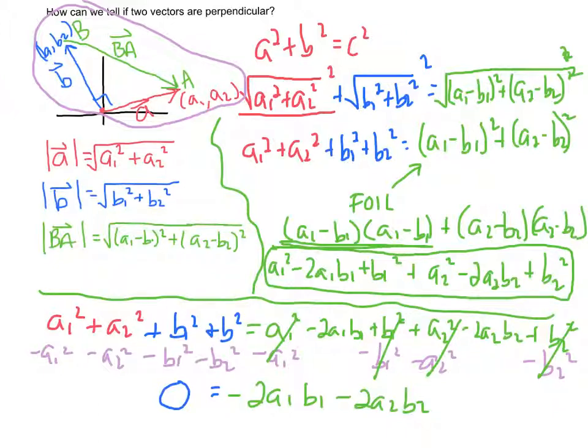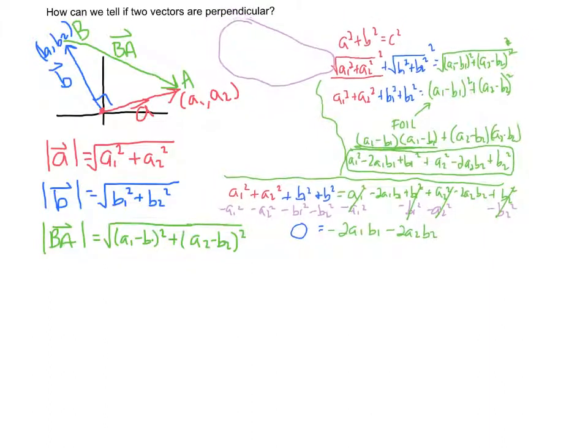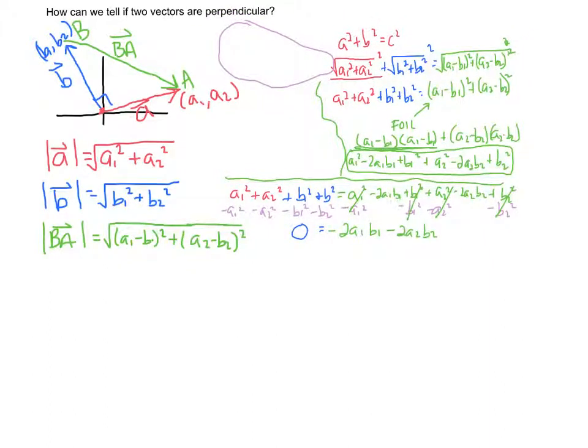So I'm going to shrink this a little bit so I can give myself a little room. So anyway, this is really the punchline right here, what we came up with. So what we found out was, if we have two vectors that are perpendicular, then this stuff, negative 2a1 b1 minus 2a2 b2, has to equal 0. Because the vectors are perpendicular, we can use the Pythagorean theorem, and when we use the Pythagorean theorem, everything cancels out except this stuff over here.